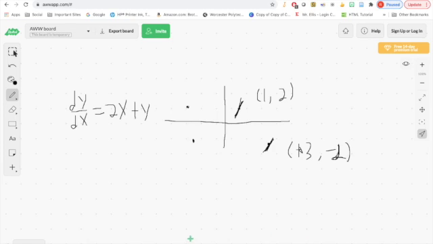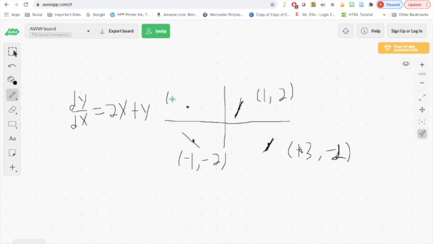Now let's move over to this point. This one, let's do (-1, -2). So 2 times -1, minus 2 is going to be -4. So these are all coming out to 4, so they should be roughly the same steepness. This one's going to be negative though.